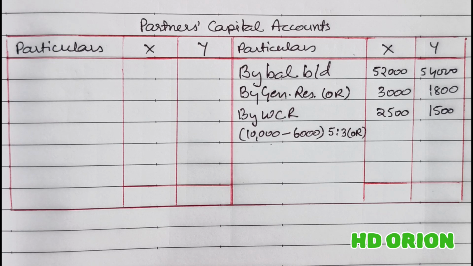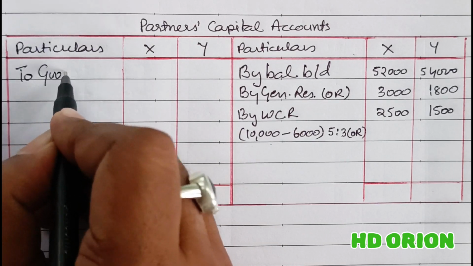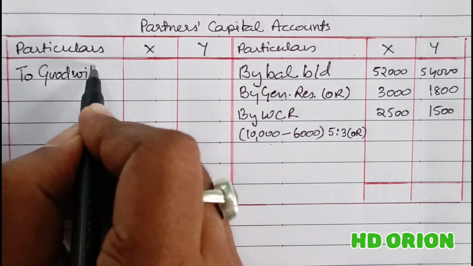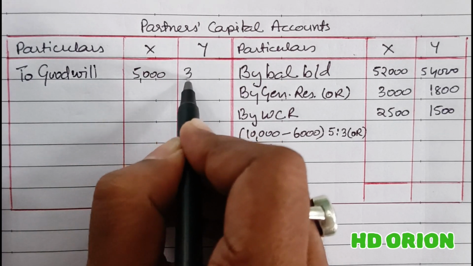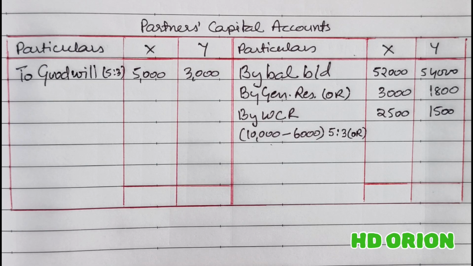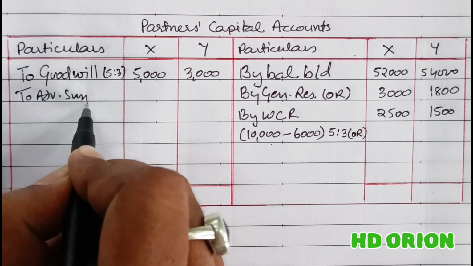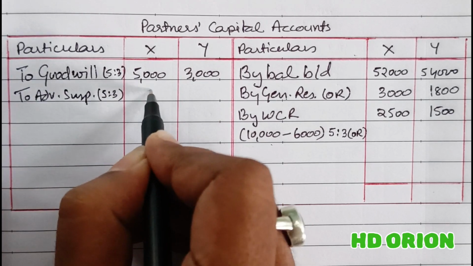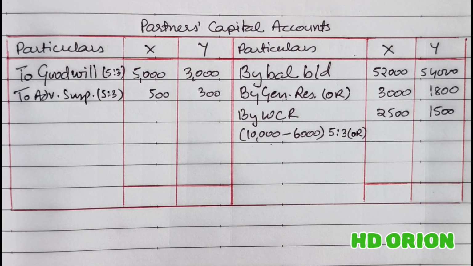And then old goodwill we are having. So old goodwill is a debit balance. It is shown in the asset side, so it will be credited in the debit side of partners capital account. It is 8,000 and in the old ratio 5:3. So 5,000 and 3,000. Old goodwill is always treated in old ratio, that is 5:3 here. Then advertisement suspense is also there. So to advertisement suspense, here also it is in old ratio. So 500 and 300.